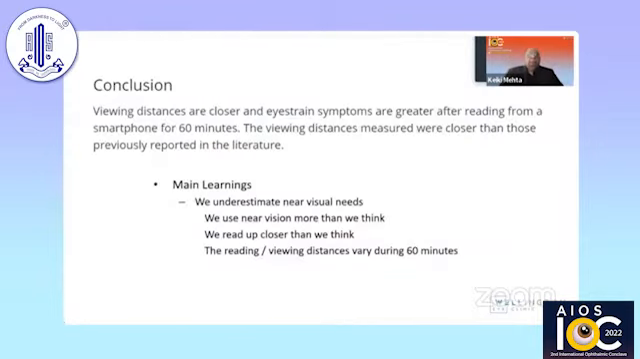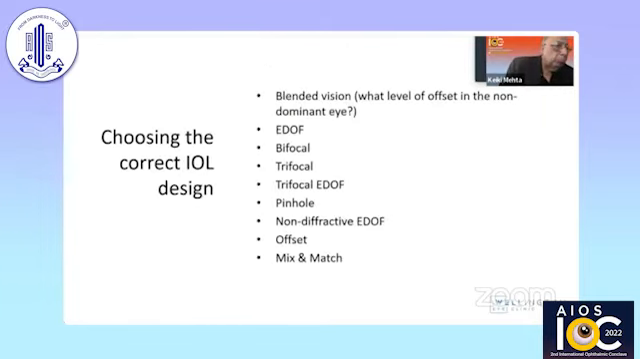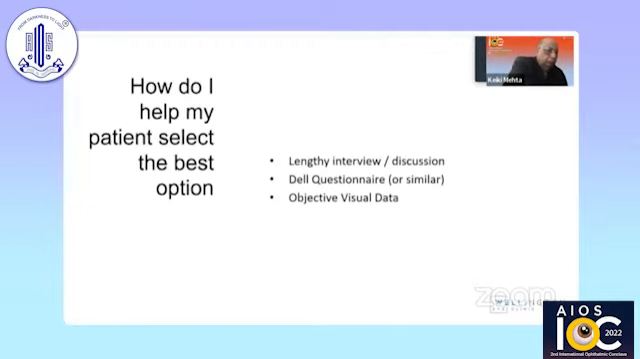A literature review on working distances shows three main learnings. We underestimate near visual needs. We use near vision more than we think. We read up closer than we think, and the reading and viewing distances vary during every 60-minute period. And we have such a choice of IOLs. How do we make the right choice of which lens to use for which patient if we don't know exactly what their needs are? We've got three choices: an interview or discussion, a questionnaire, or objective visual data.